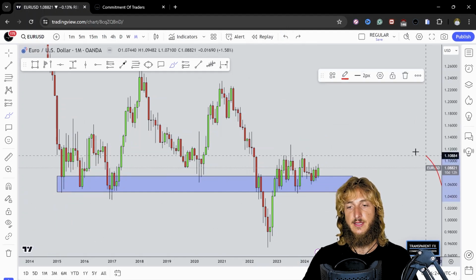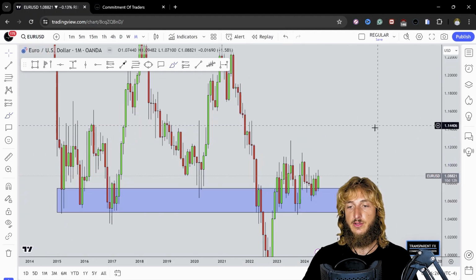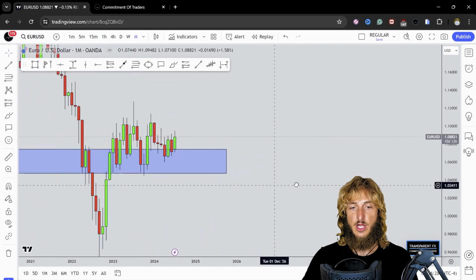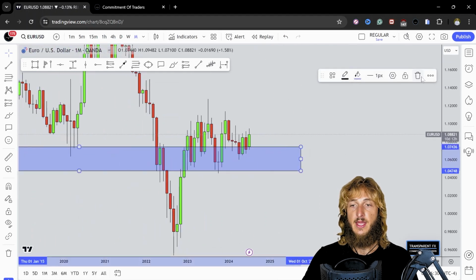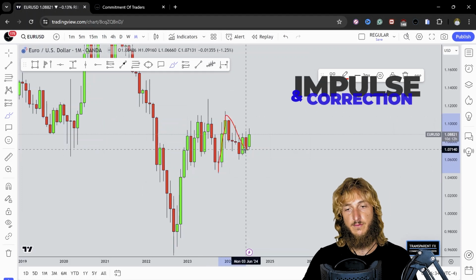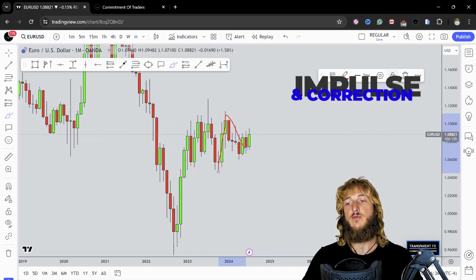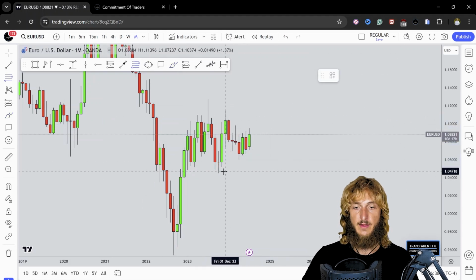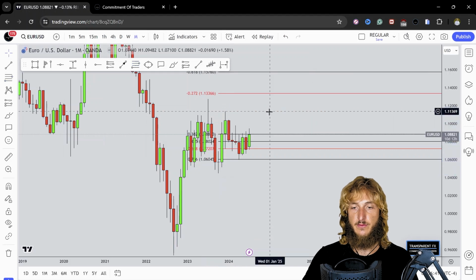We can also notice that if we look a bit closer into the most recent price action, this area is also creating an important pattern. We have a strong impulse followed by a correction. After an impulse, if you want to measure the correction, we have to take our Fibonacci from the low to the high of the impulse leg.